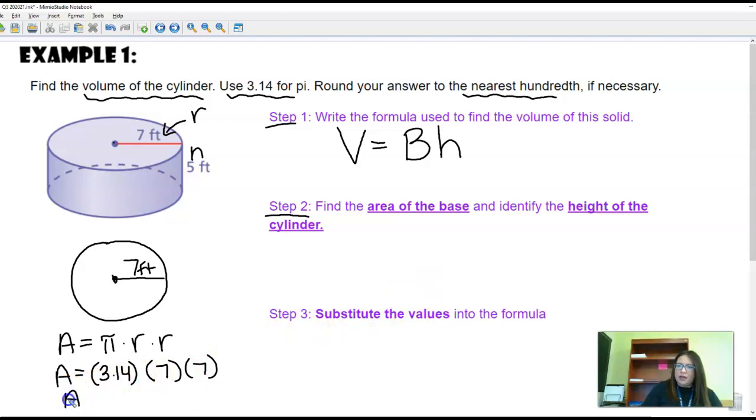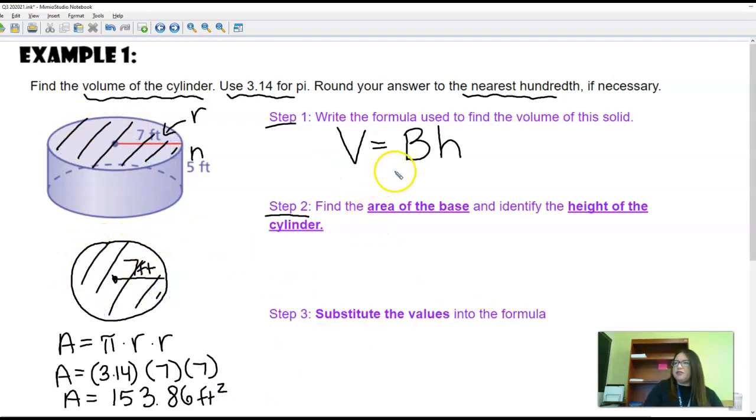And we get area equals 153.86 feet squared. Now, this is only just the area of the base. That's what we just found, the area of the base. So this is our capital B. So capital B equals 153.86 feet squared. This is the area of the base, okay?